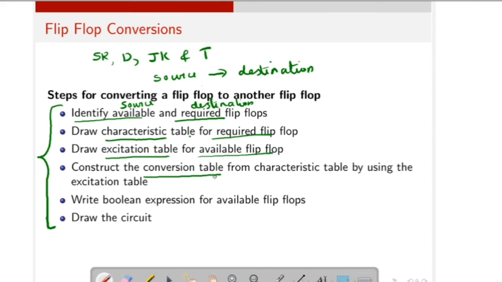For this we construct the conversion table. That means we add one or two columns to the characteristic table depending upon the number of inputs of the available flip-flop. By analyzing the excitation table we add these two columns, so we have the input of the available flip-flop. Next we write the Boolean expression for the available flip-flop. Once we have the Boolean expression, you can easily draw the circuit. So this is the procedure to be followed for converting a flip-flop to another flip-flop. Let us do some problems.